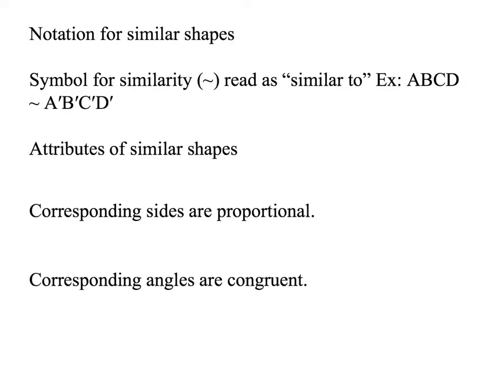So when we look at the notation for similar shapes, just like we have the prime marks, we have a notation for similar shapes, and it's this little squiggly mark. If you see this, it is read, for example, ABCD is similar to A prime, B prime, C prime, D prime. That should let you know that we either have an enlargement or a reduction. Since we're talking about similar shapes, let's look at some attributes. Similar shapes have corresponding sides, and they are proportional. Similar shapes have corresponding angles, and these angles are congruent. Congruent just means that they are the same.